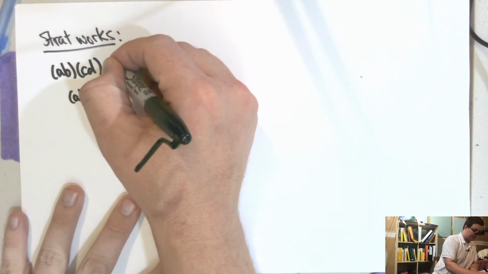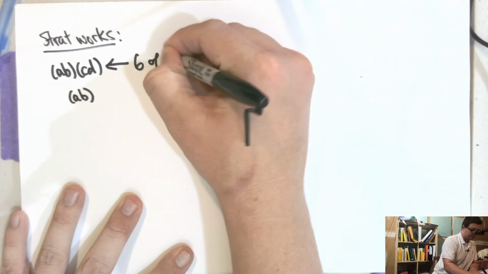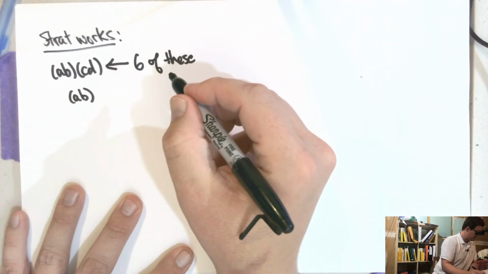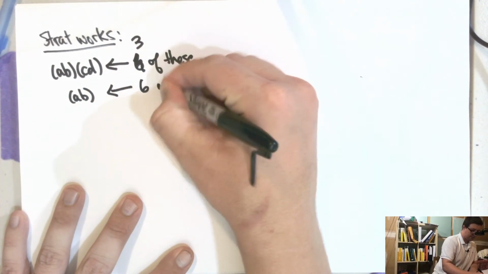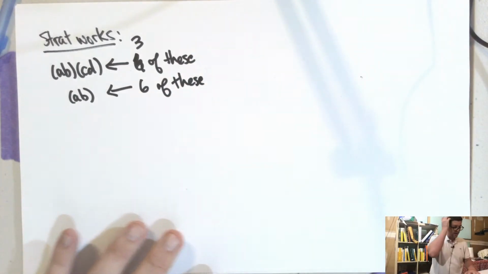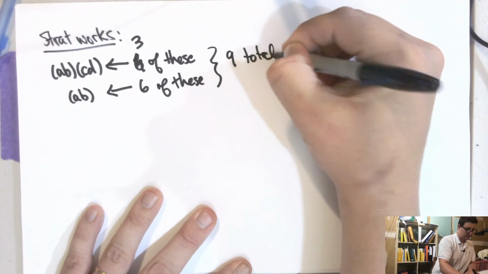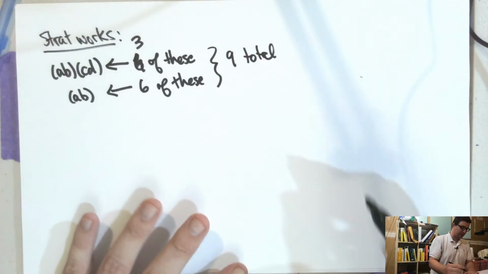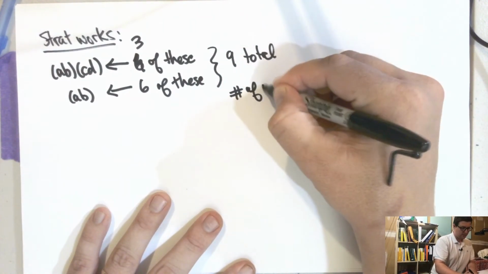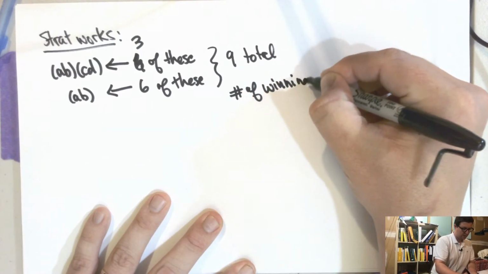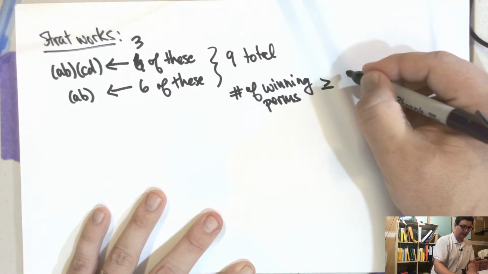So this contributes, there's 6 of these. And there's 3 of these. We counted them. 3 of these, and then there are 6 of these. And this gives a total of 9. So the number of winning permutations is greater than or equal to 9.